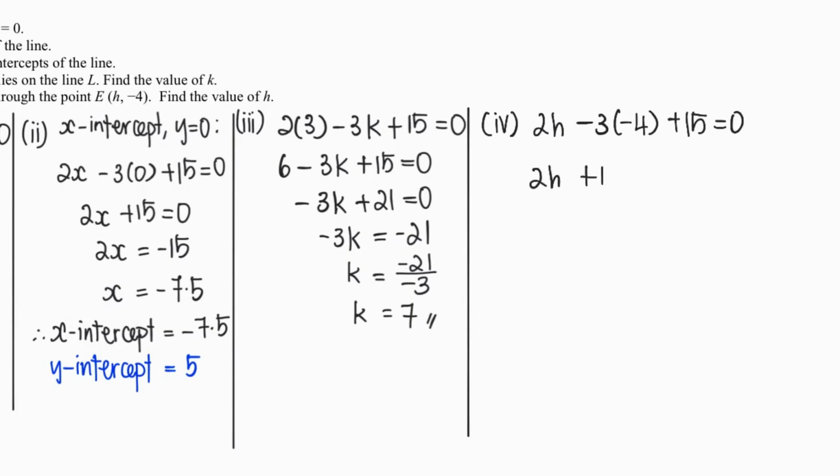Plus 12 plus 15 equals to 0. Minus 27 on both sides, and divide by 2 on both sides.